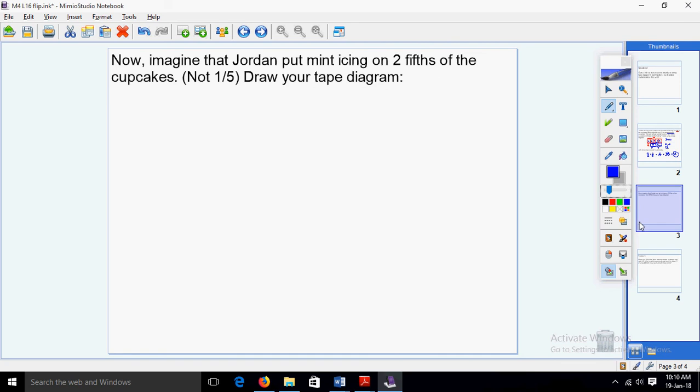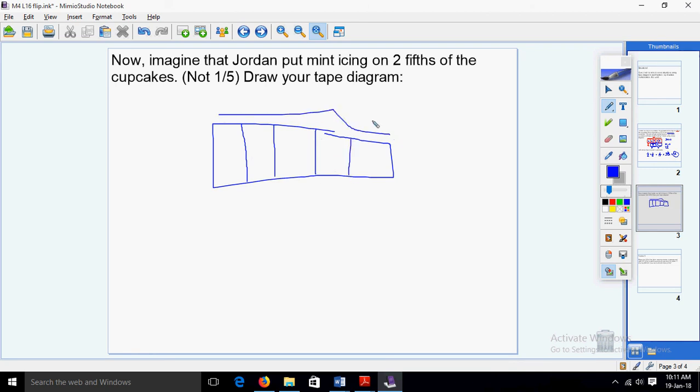Instead of Jordan putting mint icing on 1/5, he's now putting mint icing on 2/5. All right, here's our crazy tape diagram going on here. We're going to go ahead and do the same thing, divide it into fifths. 1, 2, 3, 4, 5. All right, we still have 30 cupcakes. It's still the same problem, we just changed the fifths. 30. All right, now both of these are mint. Okay.